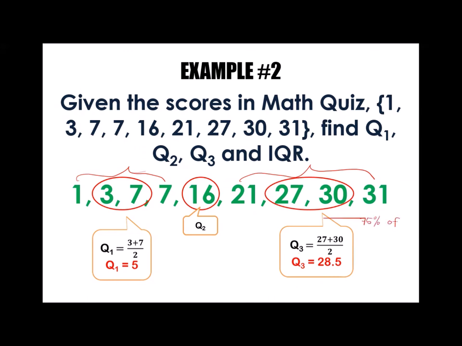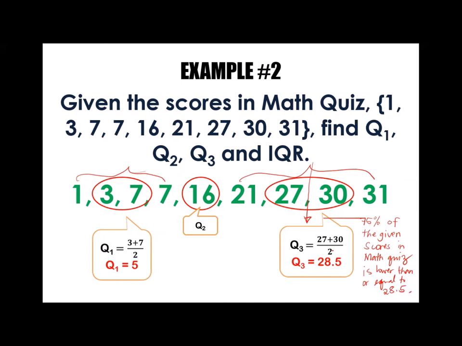75%. 75% of the given scores on what subject? So you need to be specific. In math quiz is, pansinin nyo mula 1 hanggang dito sa gitna nila. Okay, so that is lower than or equal to 28.5. So, that's how you interpret it.